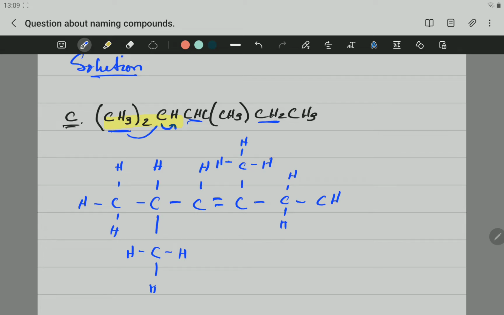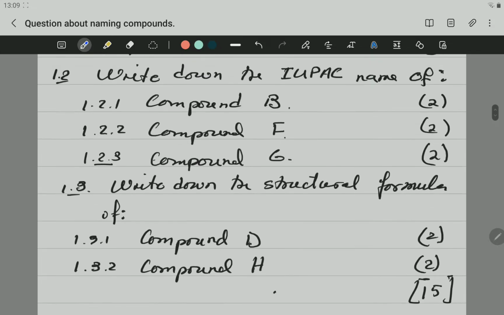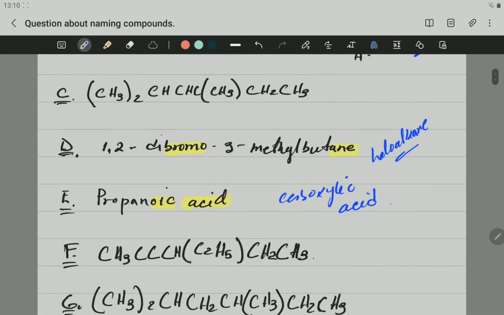Let's just write all the H's in a structural form. But note, this is not part of the question. However, it's a good step to practice, as well as to understand better what the homologous series is. Now, if you do that, you can see this has a double bond, and therefore it is an alkene. So compound C is going to be an alkene.